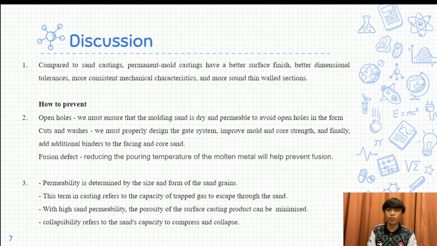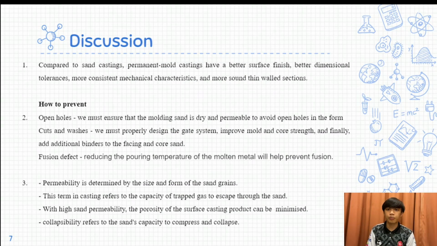Secondly, is about how to prevent defects. First, open holes. To prevent this defect, we must ensure that the molding sand is dry and permeable to avoid open holes in the form. Second, cuts and washes. To avoid this defect, we must properly design the gate system, improve mold and core strength, and finally add additional binders to the facing and core sand. Next, fusion defect. Reducing the pouring temperature of the molten metal will help prevent this defect.